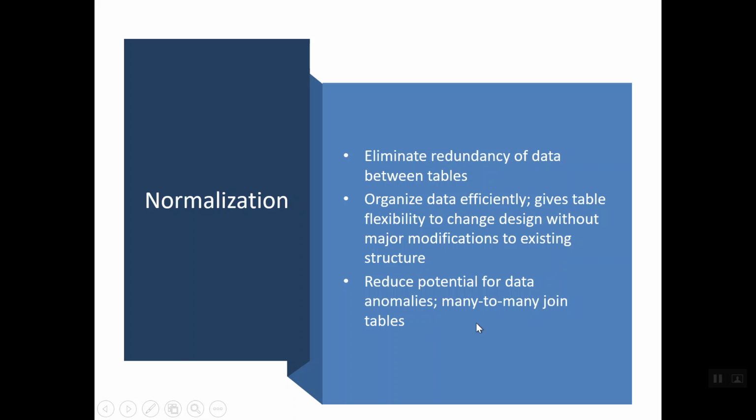For example, a many-to-many join table. What ends up happening with a many-to-many join is the Cartesian product, and that's usually an error situation, so that's not something we ordinarily want to do. But that's normalization, and it's a design process. It's a bunch of steps we go through.